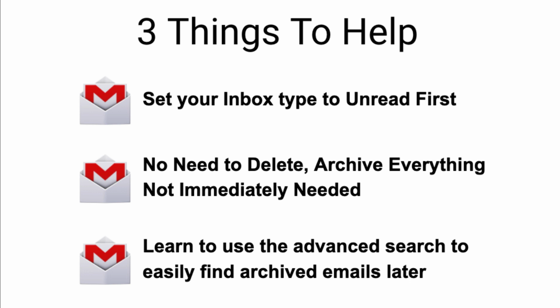And then the third tip for today that I'd like to talk about is to learn how to use the advanced search feature so that when you file stuff away by archiving it, so when you archive your emails, you can quickly and easily find them. So let's get started. I'm going to show you first how to set your inbox type to unread first.